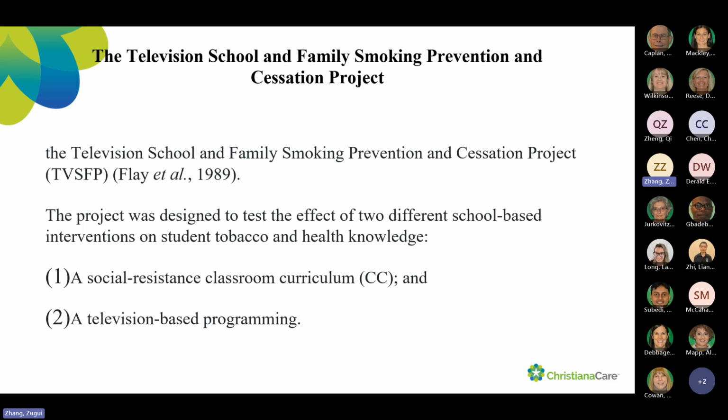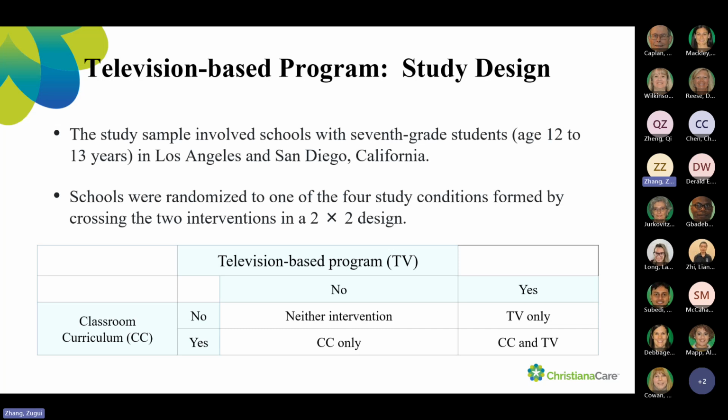Now, let me provide you an example. This example is from an article about the Television, School, and Family Smoking Prevention and Cessation Project. This was like 40 years ago. This project was designed to test the effect of 2 different school-based interventions on students' tobacco and health knowledge. One is the social resistance classroom curriculum, and the other is a television-based program. This study sample involves schools with 7th grade students in Los Angeles and San Diego, California.